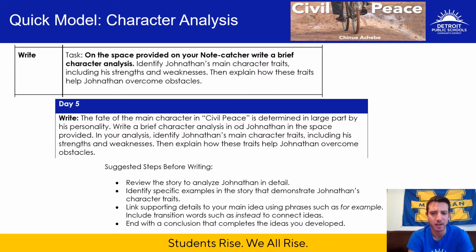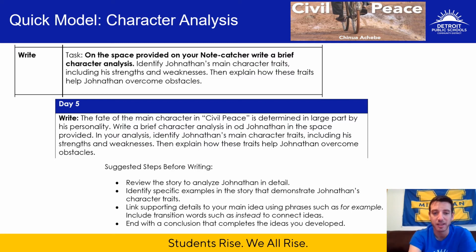You don't have to read it from top to bottom because you've read it twice before, but you probably should skim it and look at the notes that you've taken along the way. Maybe even look at the summary that you completed, the close read annotations, to go back and figure out more information about Jonathan as a character and start unpacking him in terms of his personality.